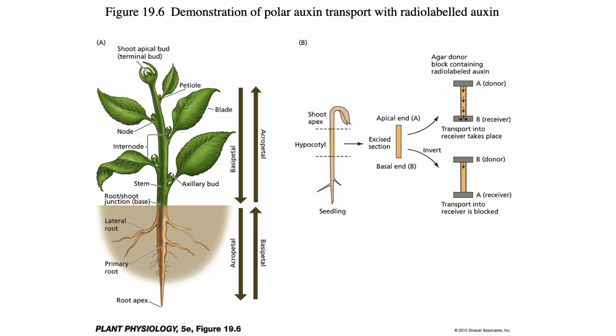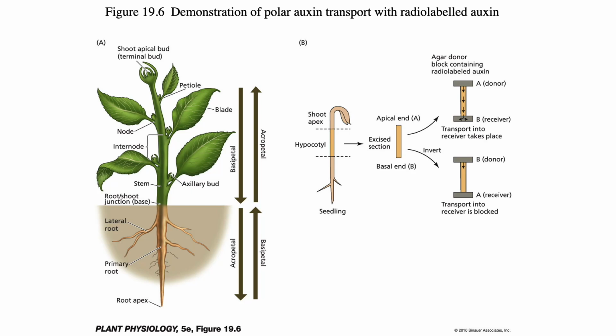This can be seen in Figure A. Figure B shows how this can be detected. It is a standard method for measuring polar auxin transport. The polarity of transport is independent of orientation with respect to gravity. A hypocotyl section is removed and a donor agar block containing radio-labeled auxin is placed on the upper end of the hypocotyl, and a receiver agar block is placed on the lower end.